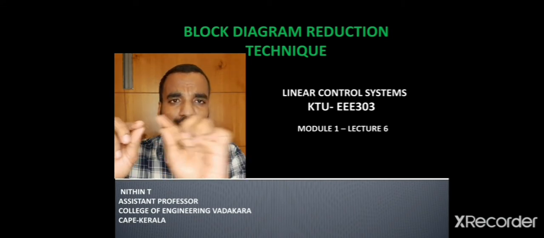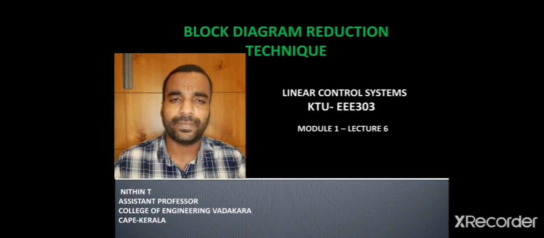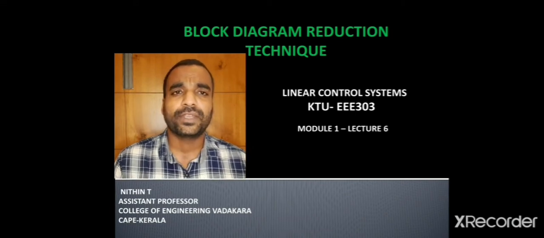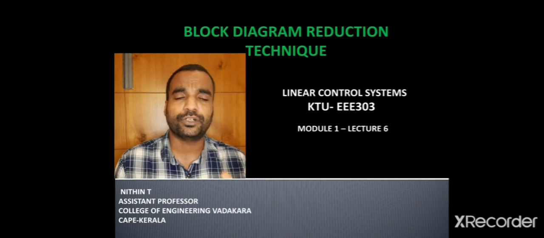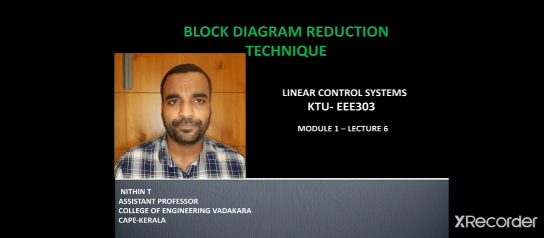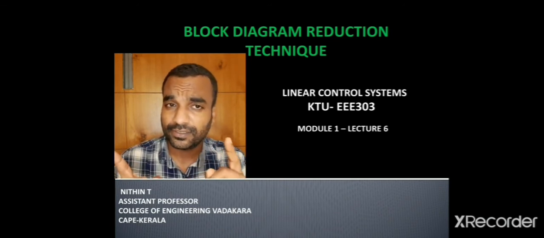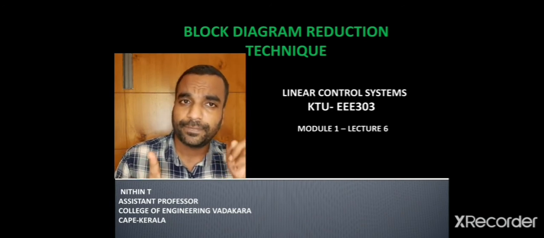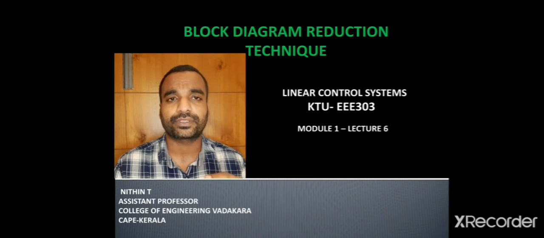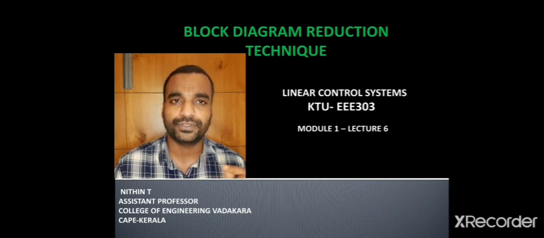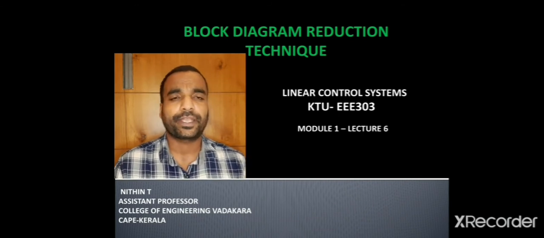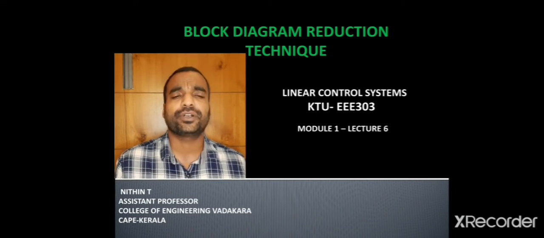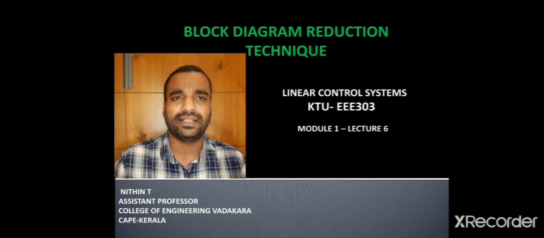If it has only one forward path G of S and one backward or feedback path H of S, we can simply say the transfer function is G of S by 1 plus G of S H of S, in case of negative feedback. If it is negative feedback, the equation will be G of S by 1 plus G of S H of S. Now, in many cases, it will not be as simple as that.